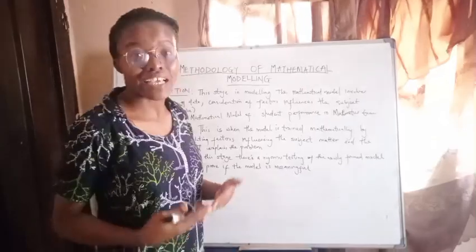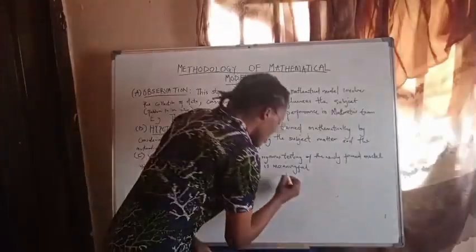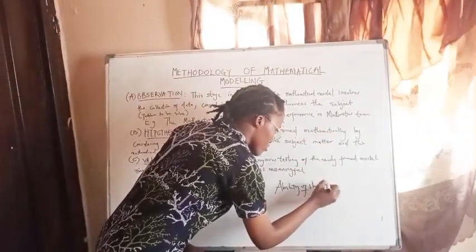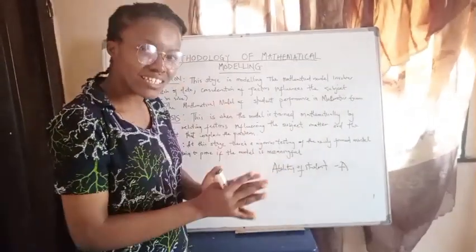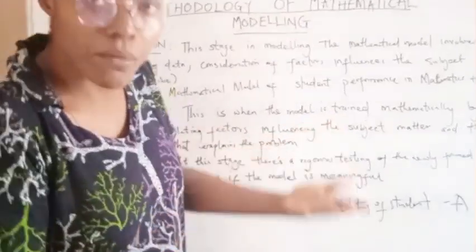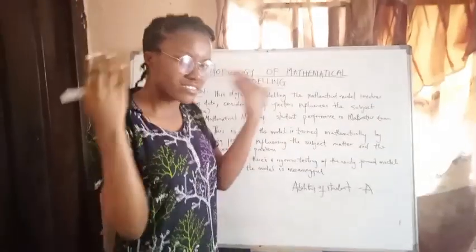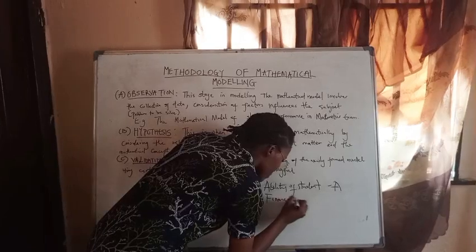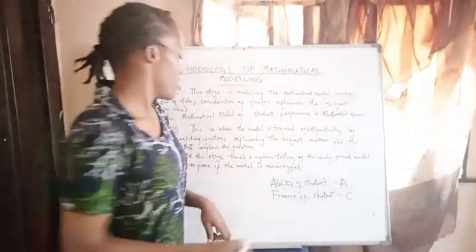It can be their IQ. I consider one of the factors to be the ability of the student. It's alphabet A, ability of the student. A, that's my first factor I'm considering that is affecting the performance of the student. The second can be the financial capability of the student. So talking about the finance of the students, when the finance of the student is being affected, it affects the performance of such student. So let's call it C, finance of students, financial capability. And let me say the performance of the students, which is the subject matter we're considering, is P.